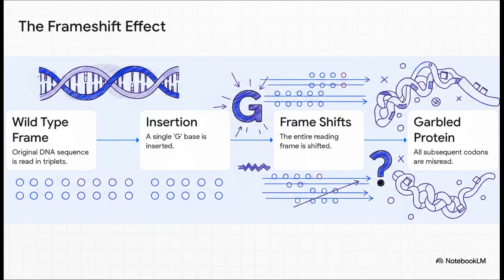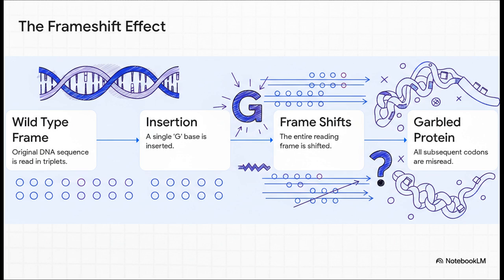This slide shows the absolute chaos this causes. Step 1, everything's normal. Step 2, a single G base gets inserted. Now look at step 3. The ribosome's whole reading frame is shifted over by 1. The old codons are gone. And the result, in step 4, is a sequence of amino acids that is totally wrong, completely nonsensical from the point of the insertion. And to make matters worse, you'll almost certainly hit a random stop codon pretty quickly, leading to a truncated protein filled with junky amino acids.